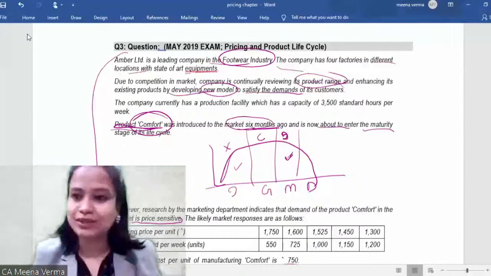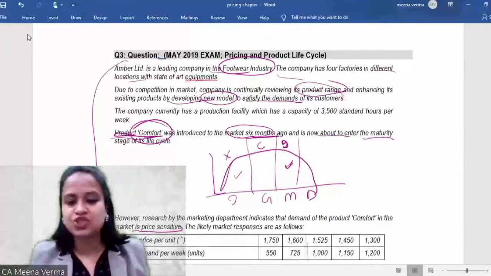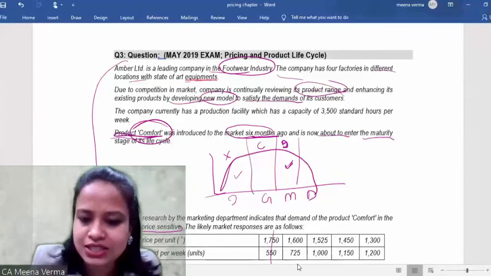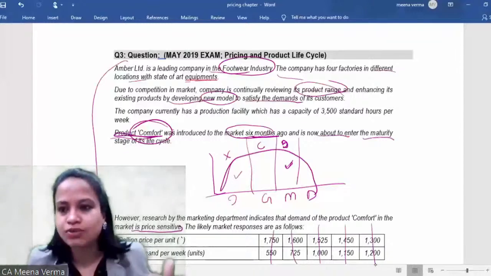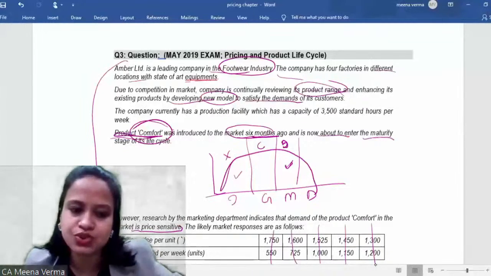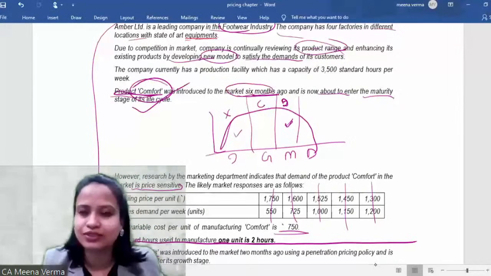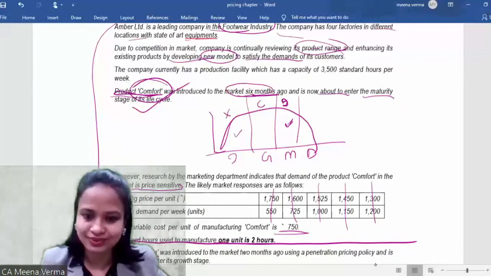Okay, so you tell me what combination is better, the selling price and the quantity. Which combination, this or this or this or this or this? At which combination are you getting the maximum contribution? You will produce that for the comfort product. Sorry. Okay.